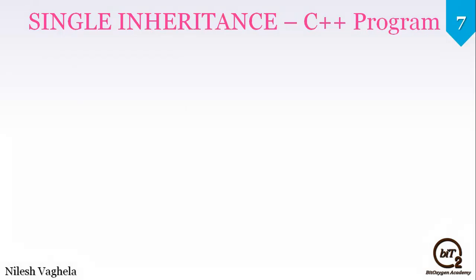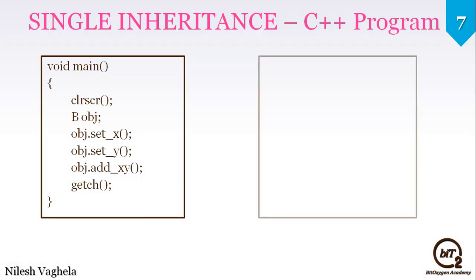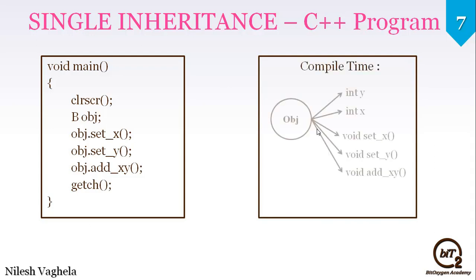Now if we see this during the compile time, as soon as B obj is executed, memory will have all the objects and their properties created. So integer x and set_x, which are inherited properties, as well as integer y, set_y and add_xy, which are its own properties.